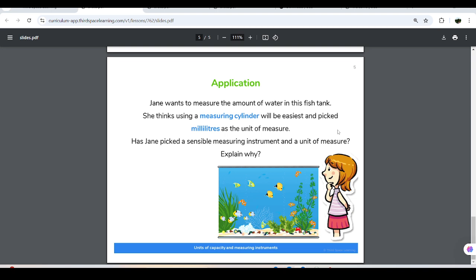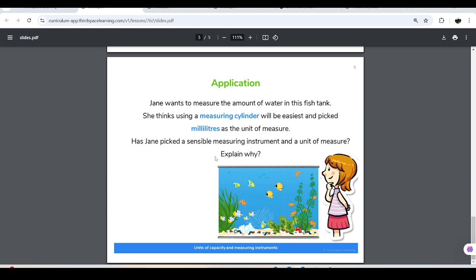Exactly. So what unit should we use to measure the amount of water in this fish tank? Liters. Yes. And what measuring instrument should we use? Should we use a measuring cylinder? No. A measuring jug or bucket? Actually, bucket. Yeah, that would be the easiest one.